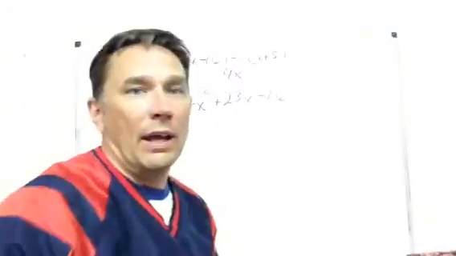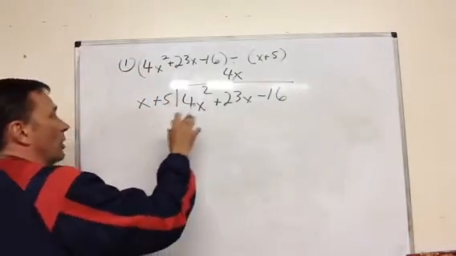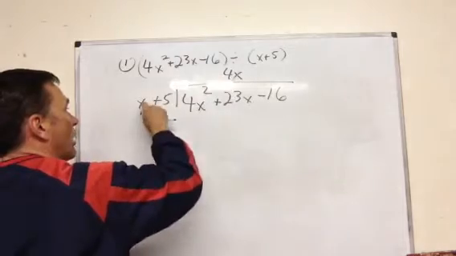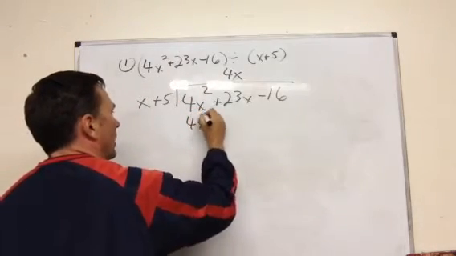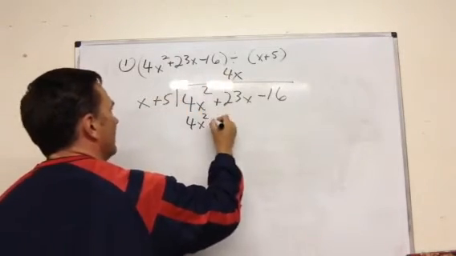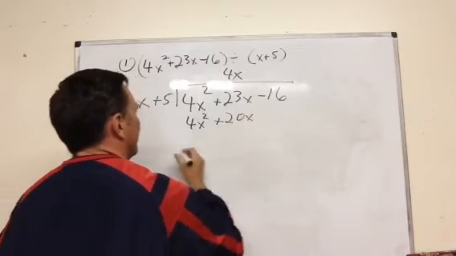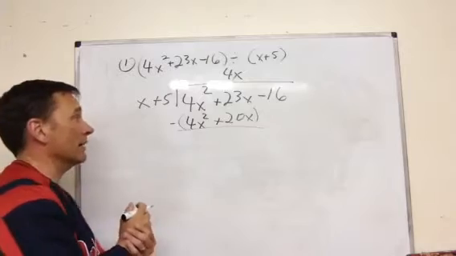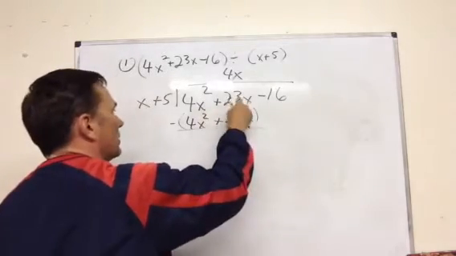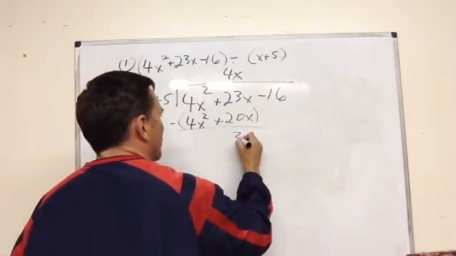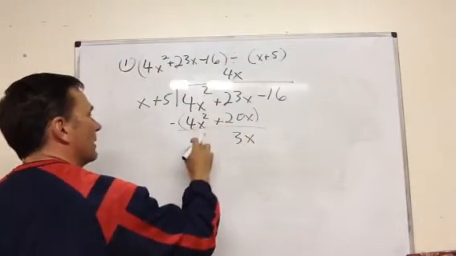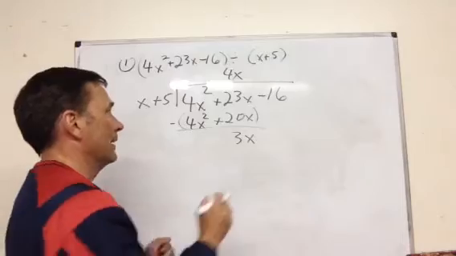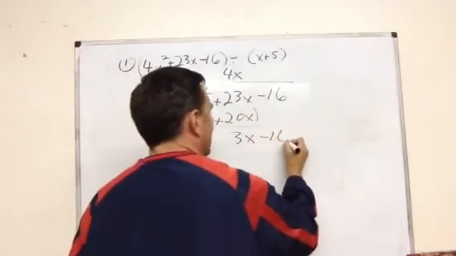Now, as we continue working, multiply this out just like before. 4x times x is 4x squared. 4x times 5 is 20x. Now, just like in long division, we need to subtract. 23x minus 20x is just 3x. 4x squared minus 4x squared is nothing. This gets eliminated. That's what we wanted. Bring down the minus 16.